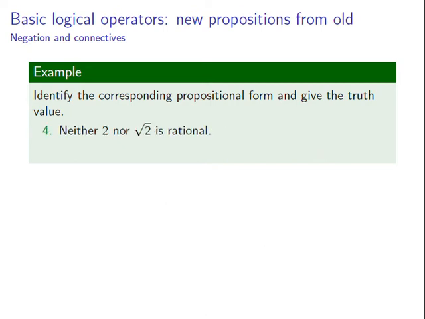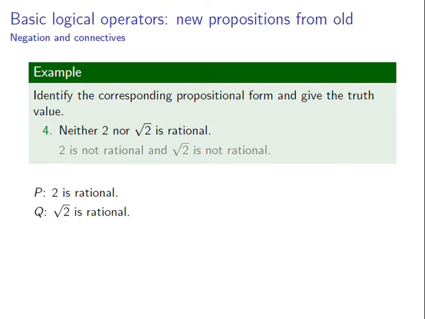Let us consider the sentence, neither 2 nor the square root of 2 is rational. This can be written as the statement, 2 is not rational and the square root of 2 is not rational. Let us take P and Q to be the same propositions as in example 3. Then, with this choice of P and Q, the first part of the sentence is not P followed by the word and signifying a conjunction, and the statement not Q.